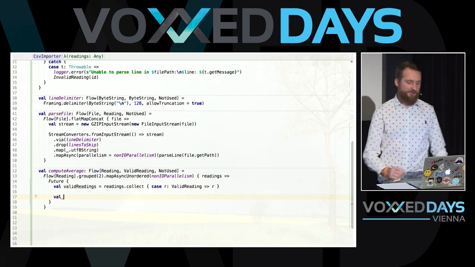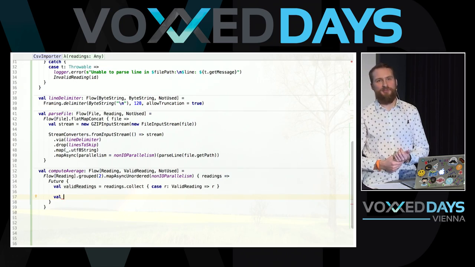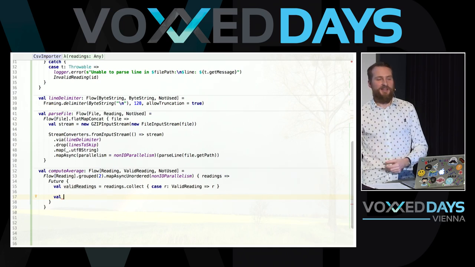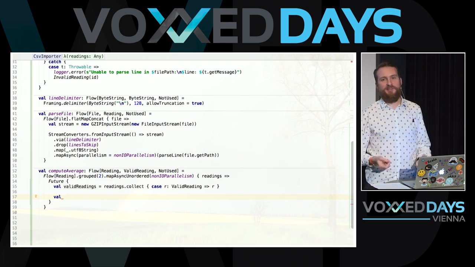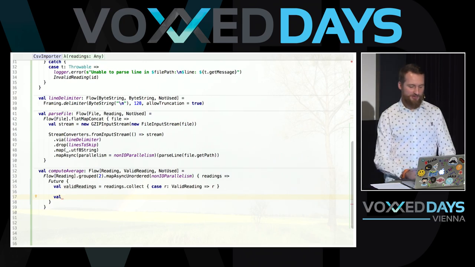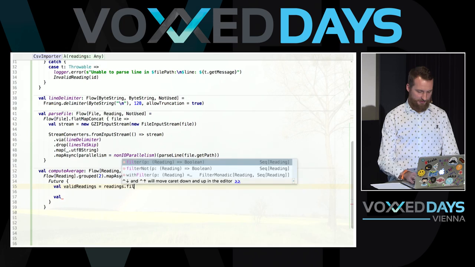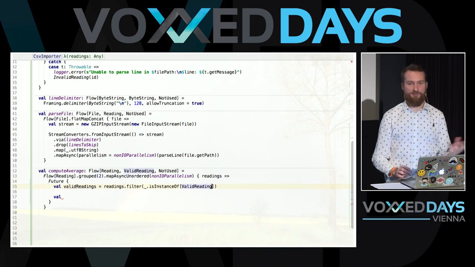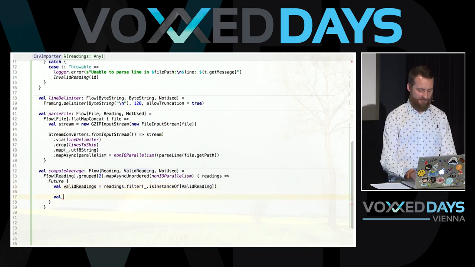Is there no filter method with a name like filter? There is a filter method, of course, but it's basically a matter of style, because in the filter method you would need to use the instanceof operator to check the instance of the class, and here some people may call it more elegant, because you're using pattern matching to detect the type of the object. Well, it's basically the same. So we could also say something like readings filter is instance of valid reading. So this would be the same. It's only a matter of style.